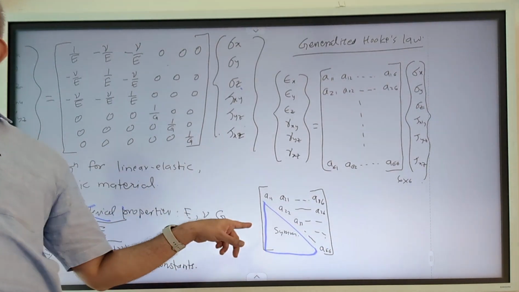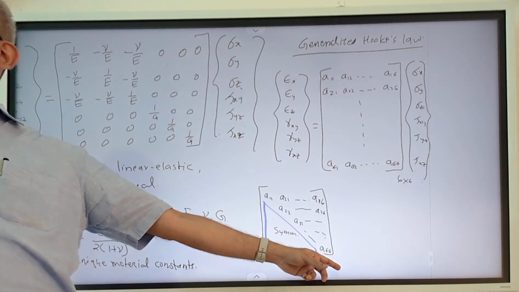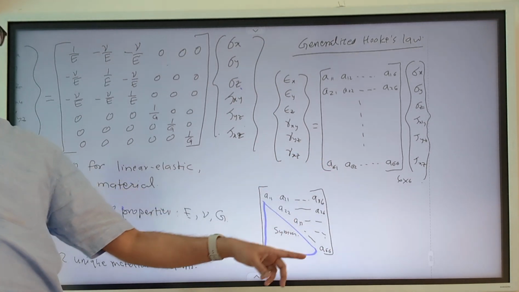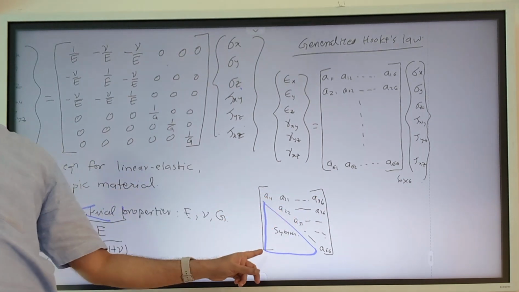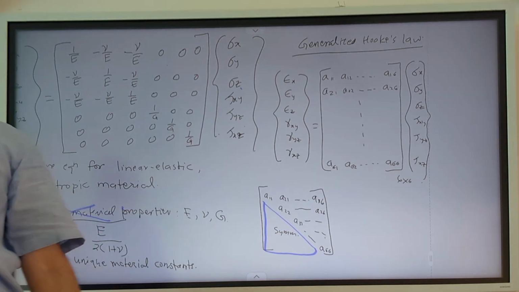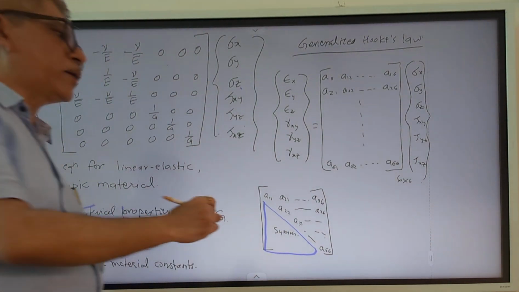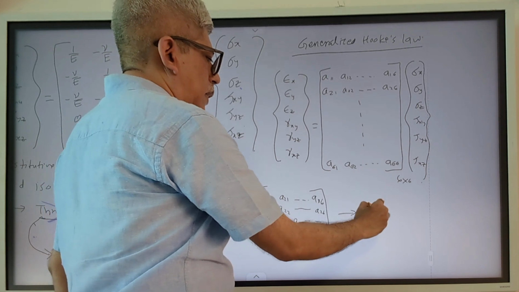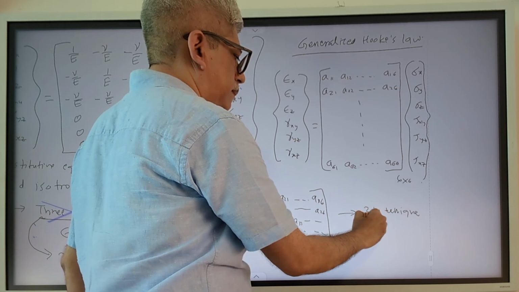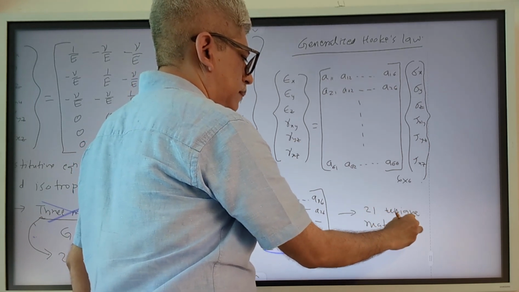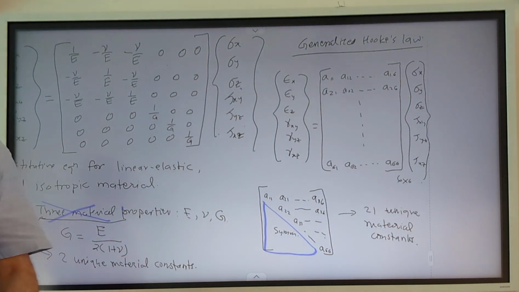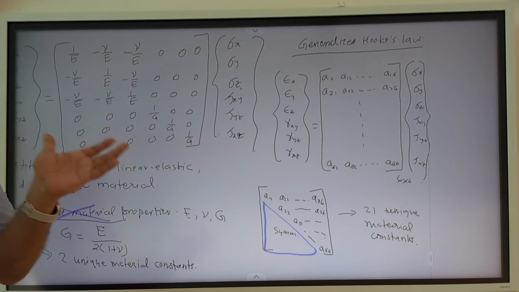So in total there are 36 terms. You remove the diagonal 6 terms, so 30 terms are remaining. Out of 30, 15 will be above the diagonal and 15 below the diagonal. So now 15 plus 6, you require 21 unique material constants. So any general material will require 21 unique constants to fully define the stress-strain behavior of that particular material.